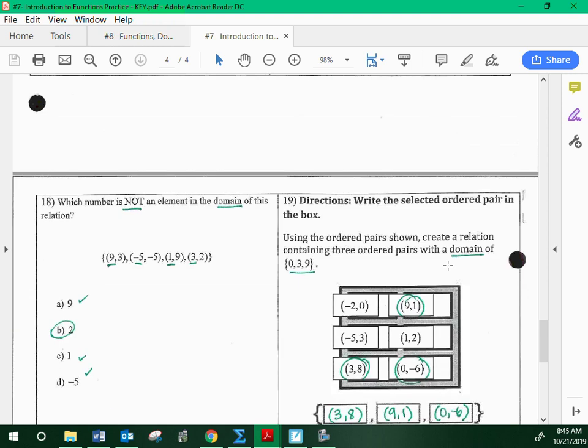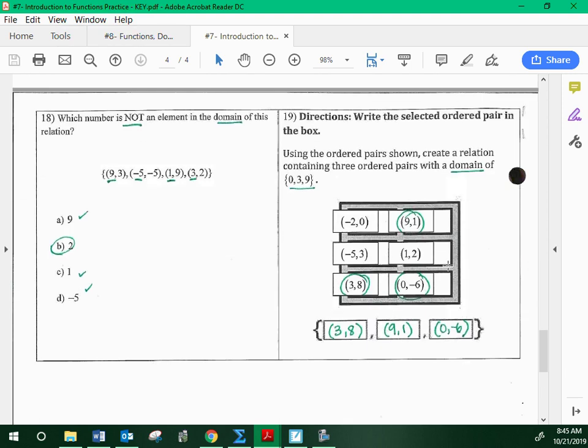Okay, and then on the back side, just these last 2 problems. Which number is not an element of the domain? So our x values, we have 9, -5, 1, and 3. So 2 is the one that's not part of our domain, those x values. And again, over here for 19, we want the domain, so we want our x values. So we're just taking the ones that have an x value: 0, 3, and 9.